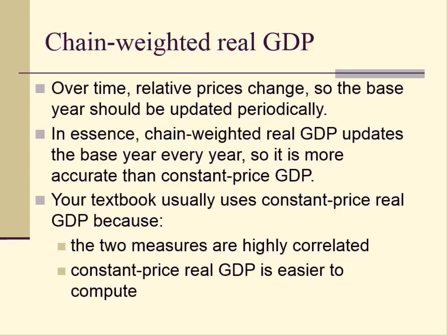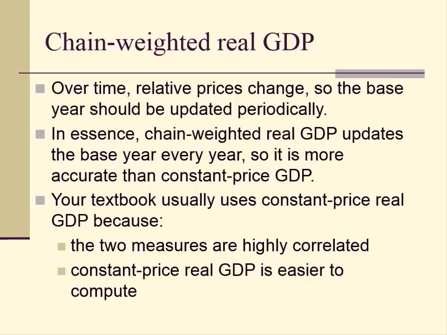Now let me briefly note on the chain-weighted real GDP. Over time, relative prices change, so the base year should be updated periodically. So in 1995, the Bureau of Economic Analysis introduced a new policy of using so-called chain-weighted real GDP. I don't want to get deeply into it, but in essence, chain-weighted real GDP updates the base year every year, so it is more accurate than constant price GDP.